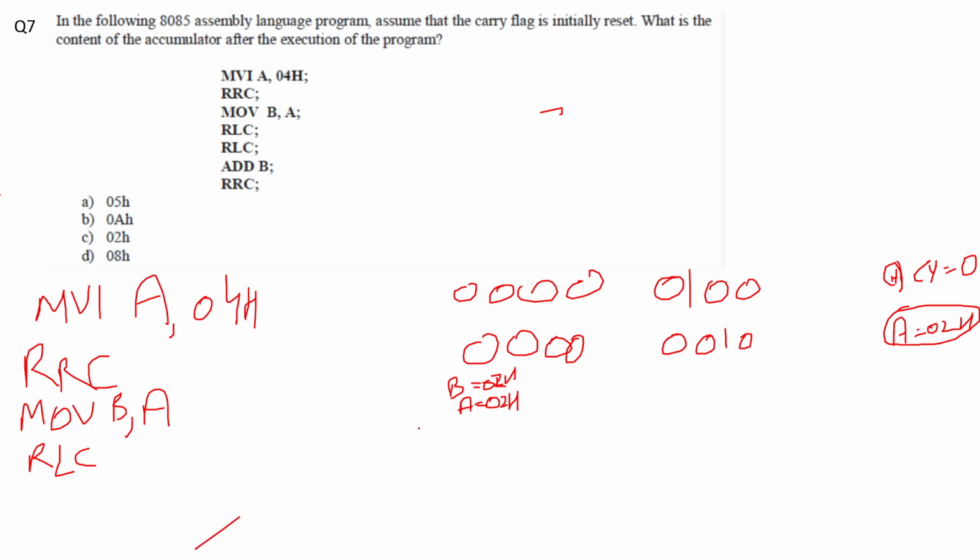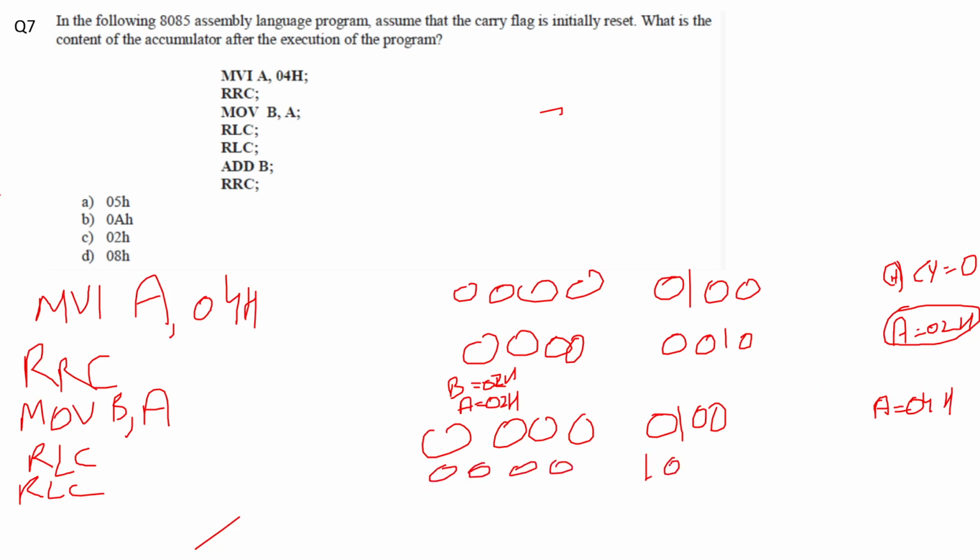So RLC, it will move towards left. So it was 2 earlier, now it will be 4. Then I have RLC again. So here my A became 4 hex. Now it is moving by 1 again. So it's 1 0 0 0. So A is equal to 8 hex.